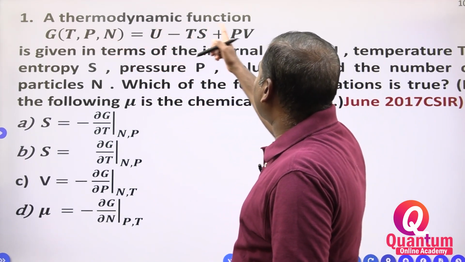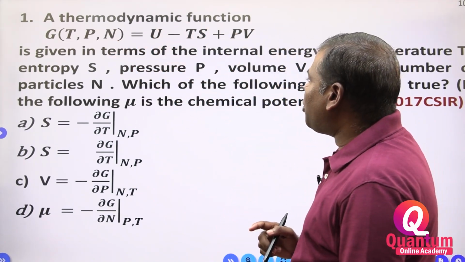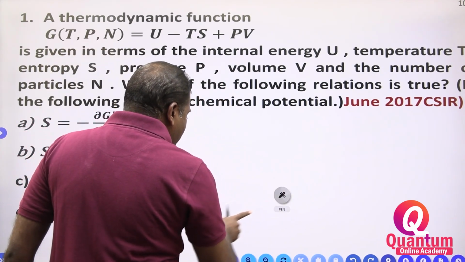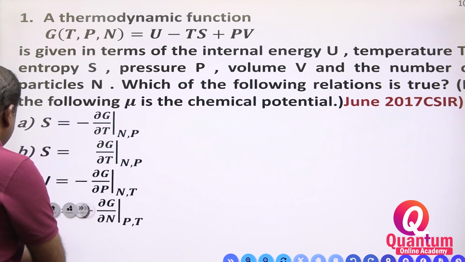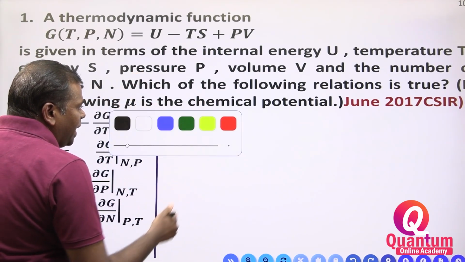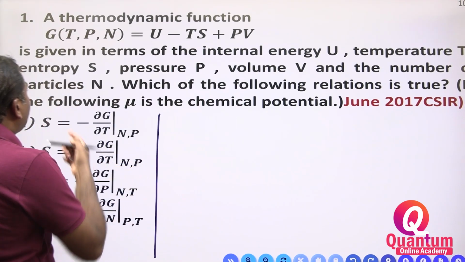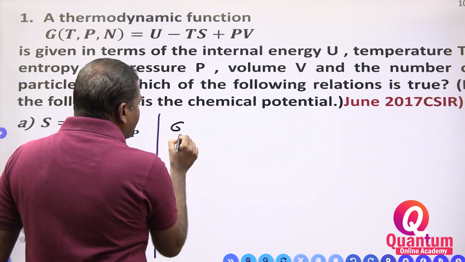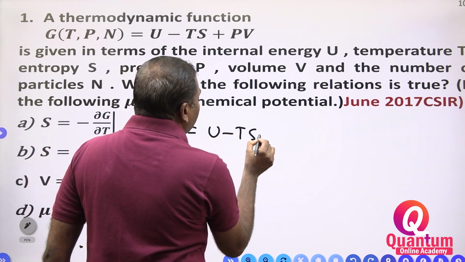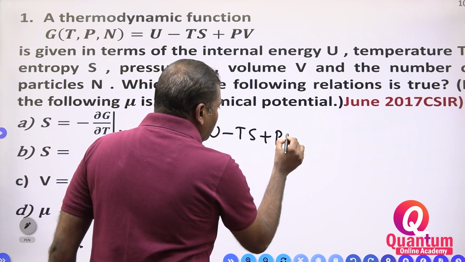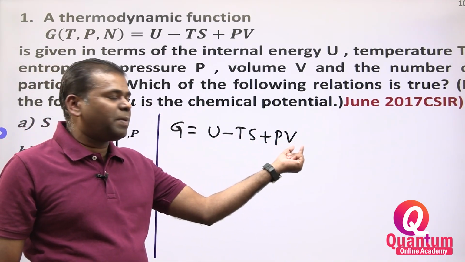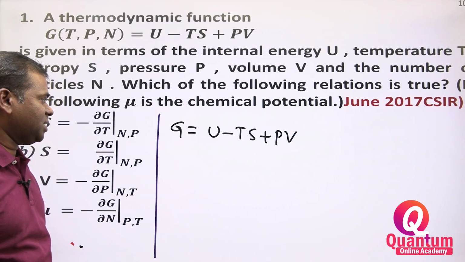A thermodynamic function, that is the Gibbs function. They are giving a thermodynamic function, which function is it? That function is itself the Gibbs function. G is equal to U minus TS plus PV. U minus TS plus PV. This is the Gibbs function.